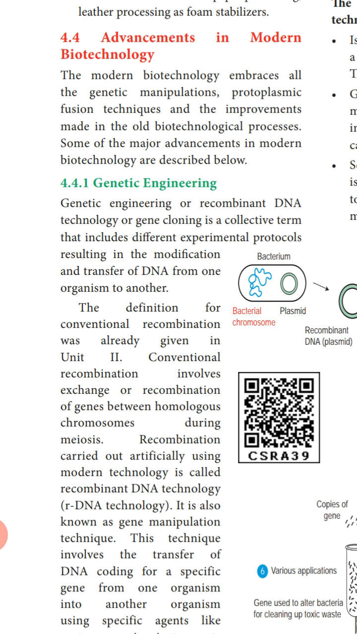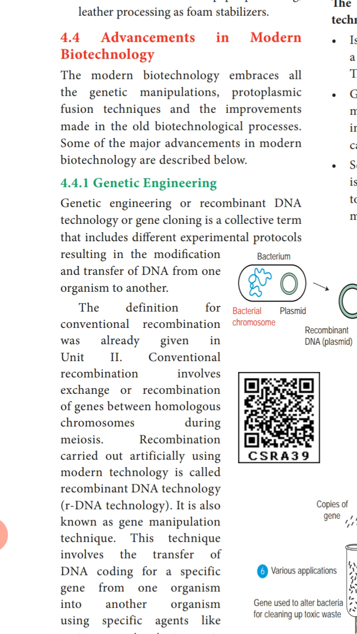In today's class, we are going to study about advancement in modern biotechnology. Already we have studied the difference between modern biotechnology and conventional biotechnology. In that, we studied modern biotechnology based on the ability to change the genetic material of an organism. So modern biotechnology deals with gene manipulation. Today we are going to study about the gene manipulation method, and one method for that is genetic engineering.